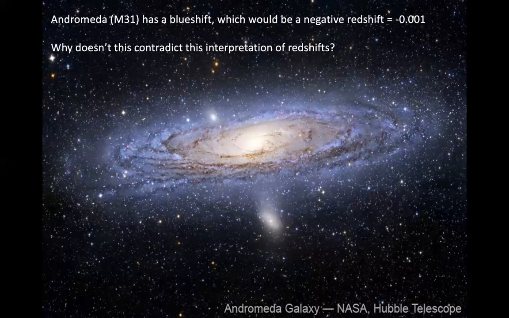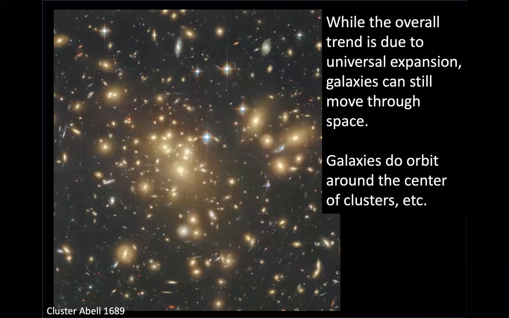This also explains why we can get variations. For example, the Andromeda galaxy actually gives a negative redshift. It's a blueshift. Now, that isn't saying that this violates this basic idea, because galaxies can move. They can have Doppler shifts. Andromeda is heading towards us at a fairly decent clip. The galaxies in clusters are all interacting with each other and moving relative to each other.